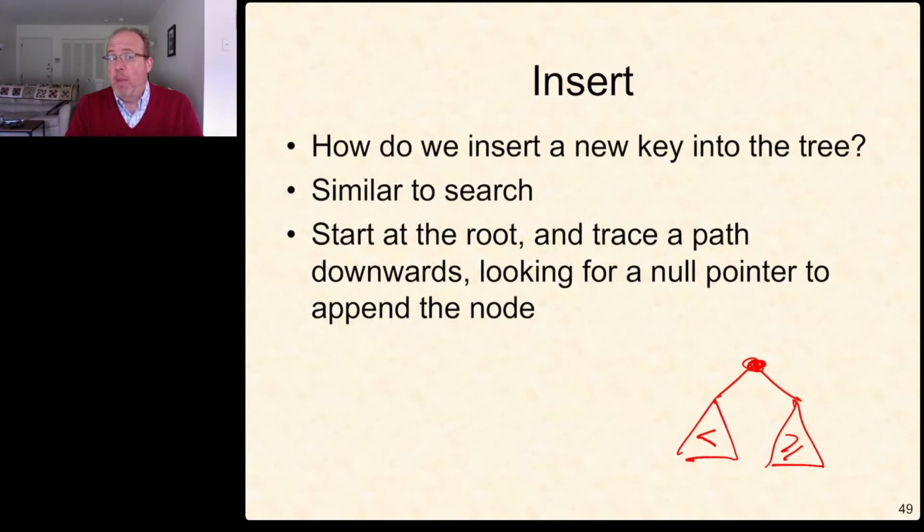So that brings us to how do we build these things? So we know how to search them. How do we build them? And it's very similar to search. The idea is we're going to start at the root, and, sorry, we're not searching anymore. We start at the root and we keep tracing a path through the tree until we find an empty spot where this node could legally go, and we'll put it there.